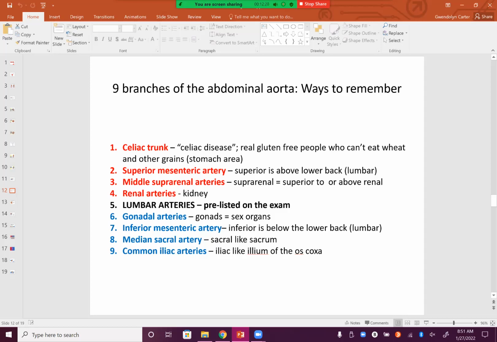So even further inferior, or south on the body, for its orientation. So those are your branches of the abdominal aorta, still putting them into a chart based off of their location.